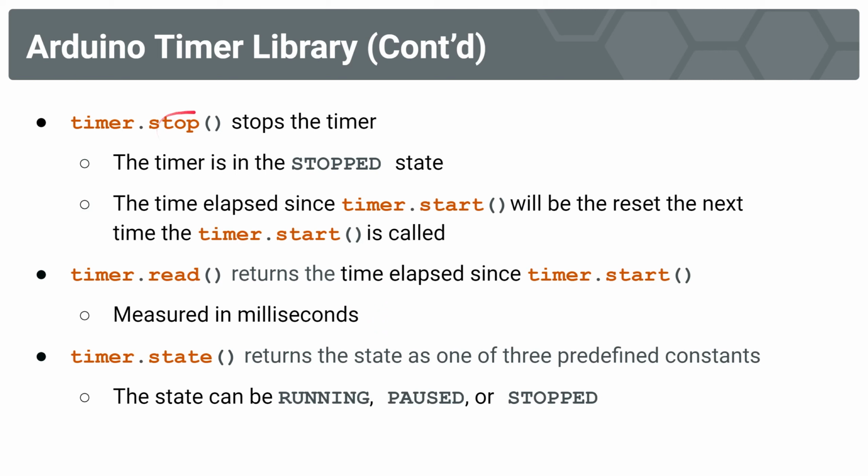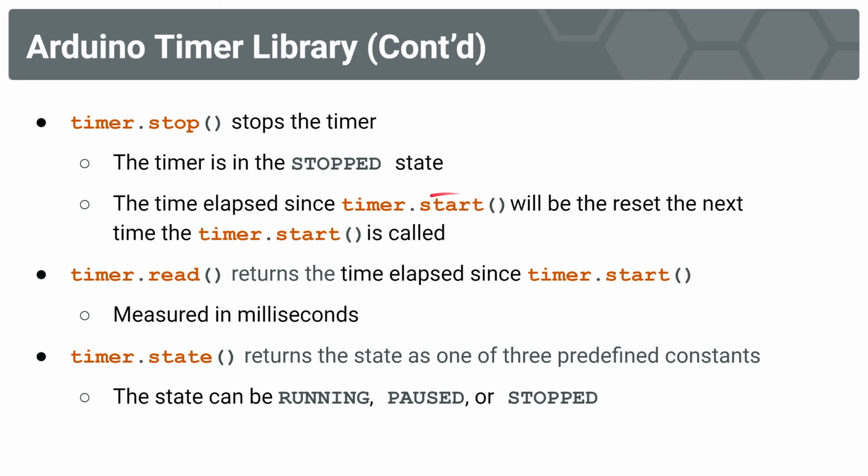Lastly, as far as pausing, starting, and stopping the timer goes, we have the timer.stop function, which of course stops the timer. When we've reached the stop state, this is like our reset position, the time elapsed is going to stop now. And the next time you call timer.start, it will reset the time elapsed. You can't call timer.pause or resume anymore. You can only call start after this.